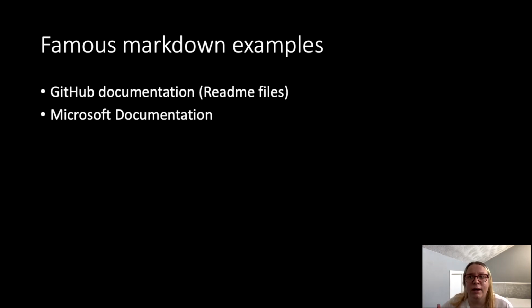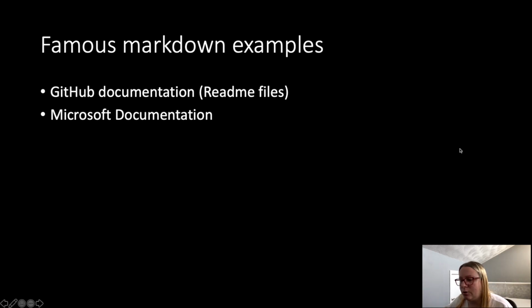Now, some of the famous examples for Markdown is GitHub documentation, mainly README files. So when you go into a repository, you will see that README file, and that is written in Markdown. You won't see the Markdown. GitHub is smart enough to actually render those files for you so they look nice and very presentable. And another one is the Microsoft documentation.